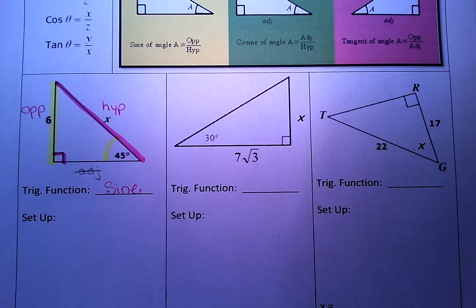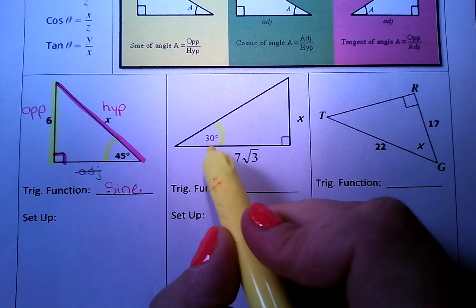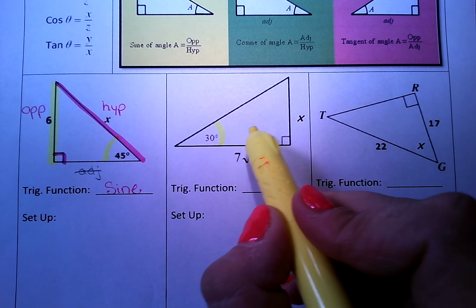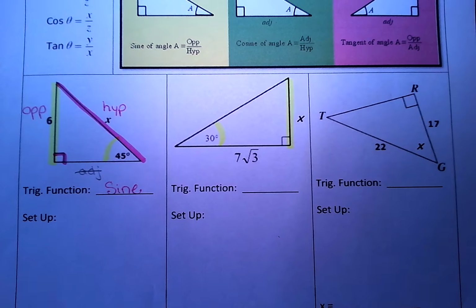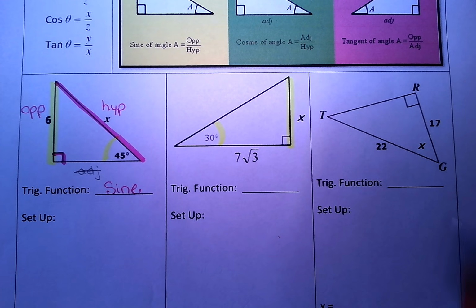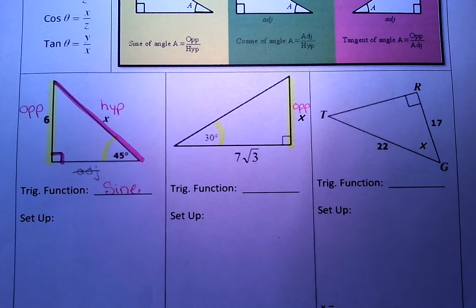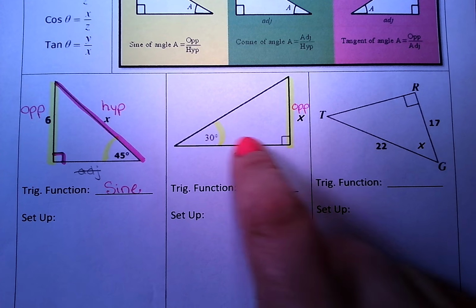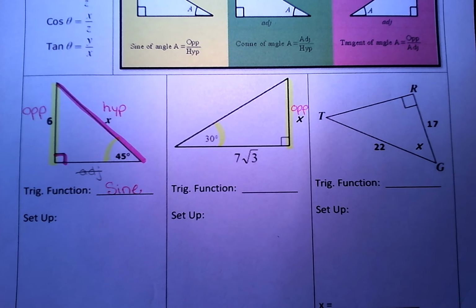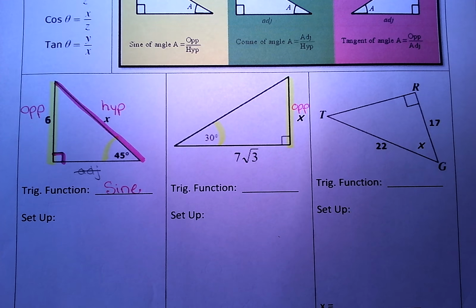Let's compare to the next image. Here, we're given an angle of 30 degrees. The side completely across from that is called the opposite side, which is what I'm trying to find. That's what x is, opposite side, opposite from the angle. The hypotenuse across from the 90 degree has been left blank this time.